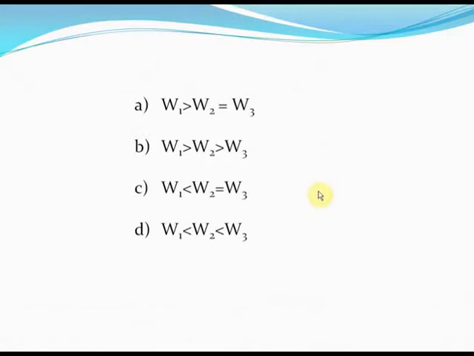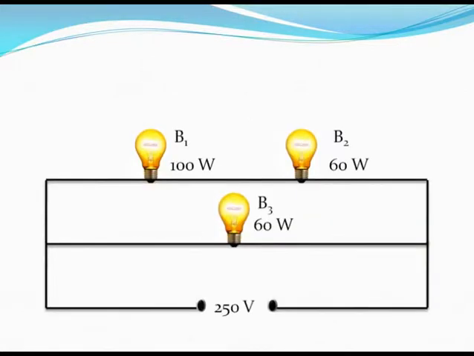So, what is happening in this problem? Well, in this question we are given 3 bulbs B1, B2 and B3. Bulb B1 has a wattage of 100 watts. Bulb B2 is a 60 watt bulb and bulb B3 is also a 60 watt bulb. We have to calculate the ratio of the net power dissipated in each bulb. So if bulb B1 consumes a power W1, B2 consumes a power W2 and B3 consumes a power W3, we have to find a relationship between W1, W2 and W3.